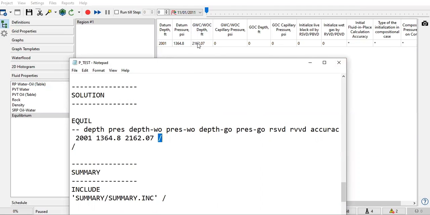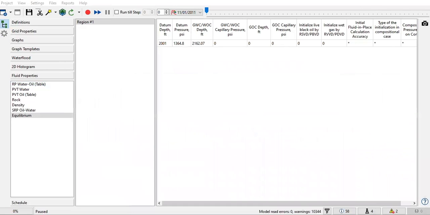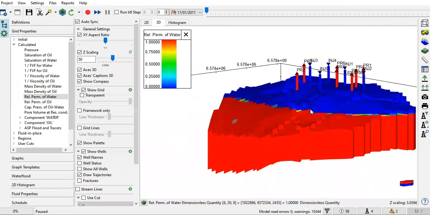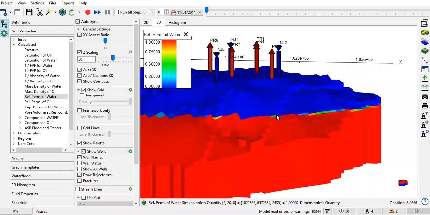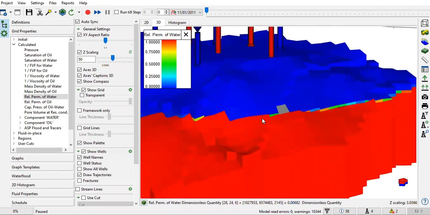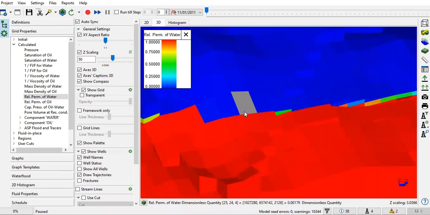Okay, let's confirm that indeed our water oil contact is around this depth, 2162, right here. So I touch the grid block and you can see the depth here, right?